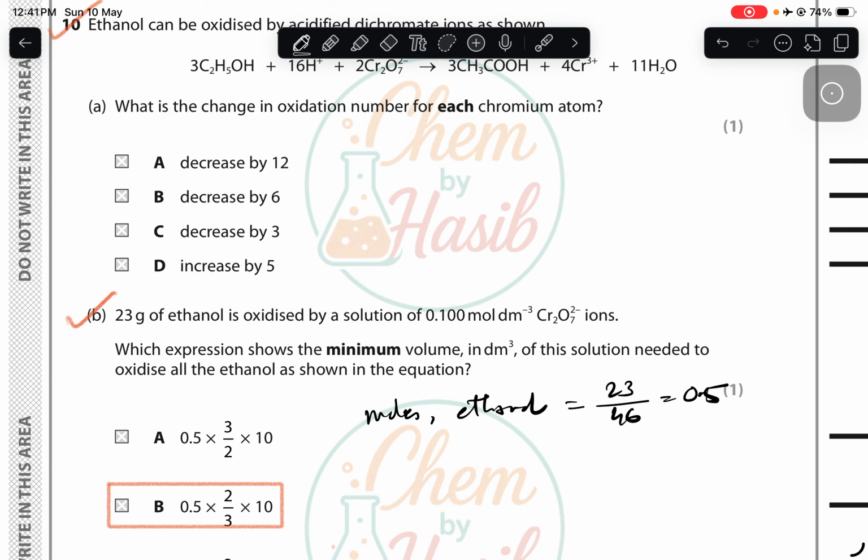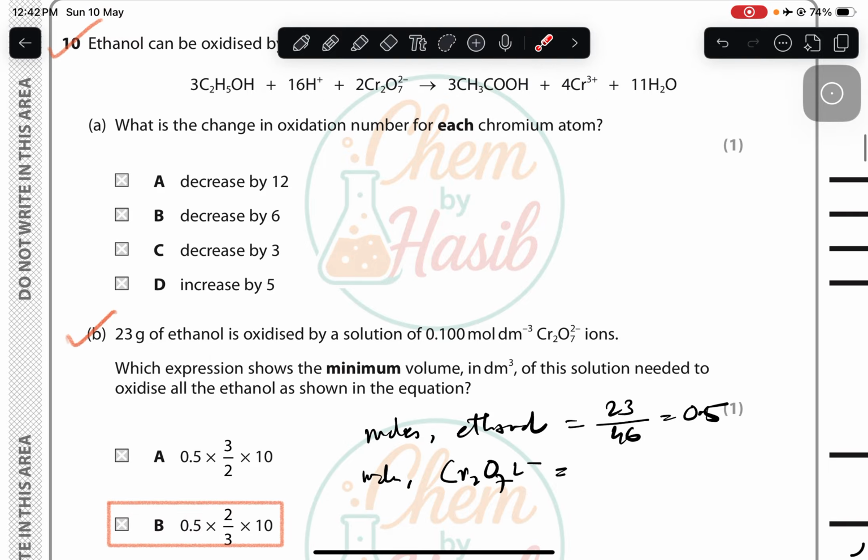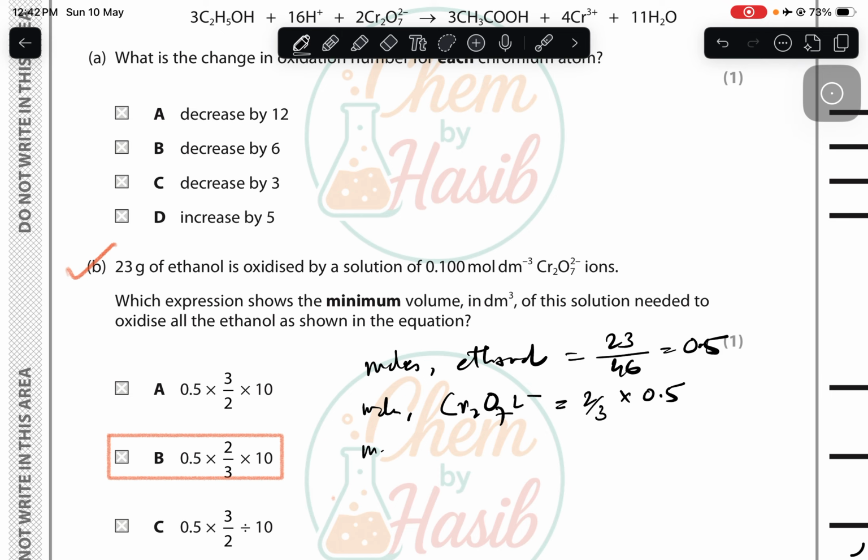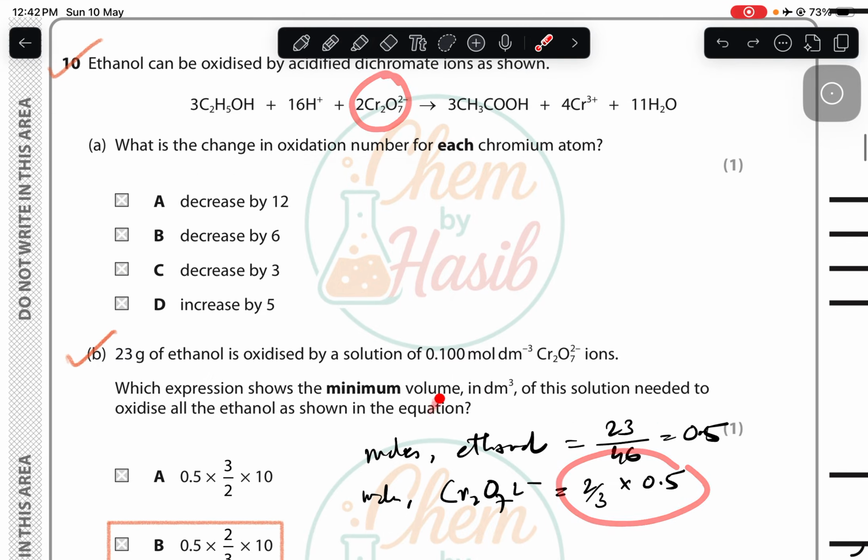Then you find the moles of the dichromate required, Cr2O7 2-. See the mole ratio of ethanol and dichromate. The mole ratio is 3:2, right? So the moles of dichromate would be 2 by 3 times 0.5. Once we get the moles of the dichromate, we know the concentration of the dichromate, right? Now, if you want to find the volume, you have to divide by 0.1.